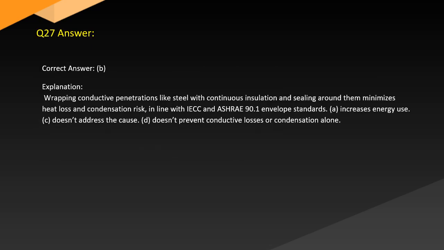Answer. Correct answer: B. Explanation: Wrapping conductive penetrations like steel with continuous insulation and sealing around them minimizes heat loss and condensation risk, in line with IECC and ASHRAE 90.1 envelope standards. A increases energy use. C doesn't address the cause. D doesn't prevent conductive losses or condensation alone.